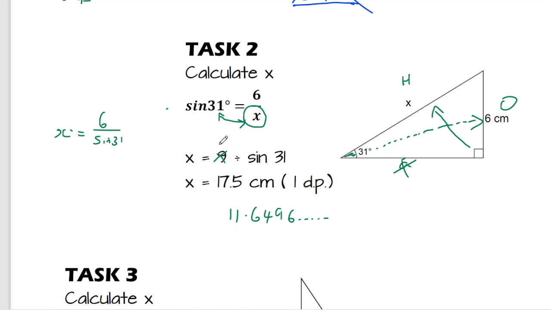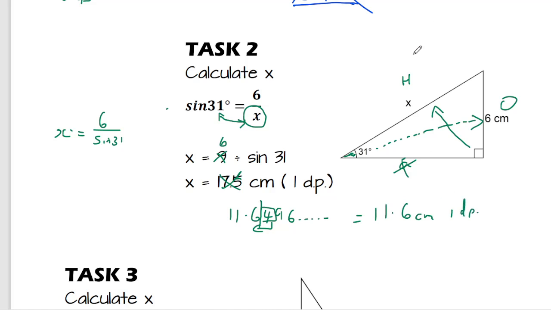Okay, remember that should be 6, not 9, and that's going to give you 11.649. Remember we're rounding to 1 decimal place, and that rounds down, leaving me 11.6 centimeters to 1 decimal place.